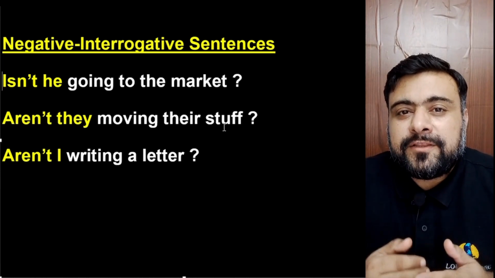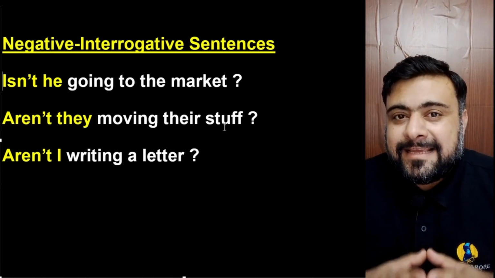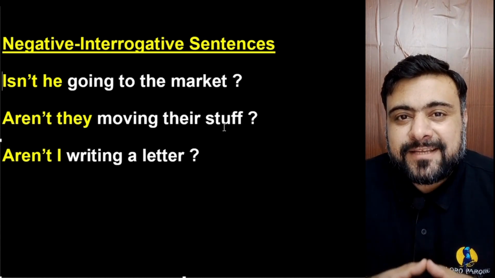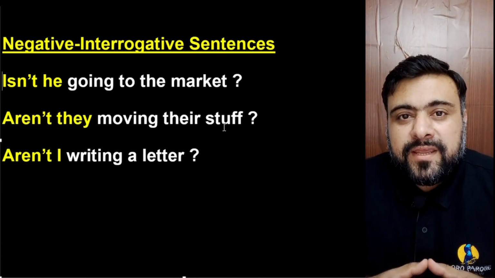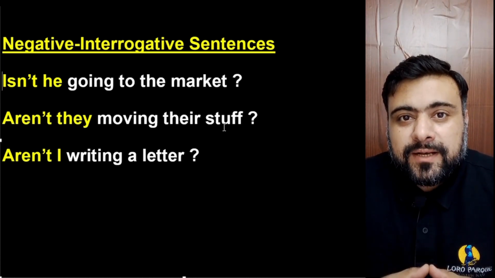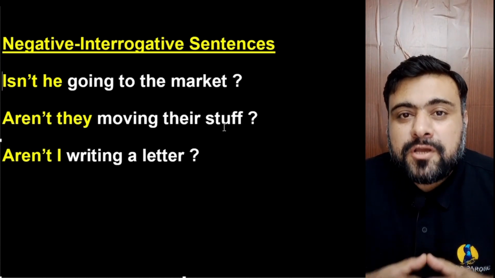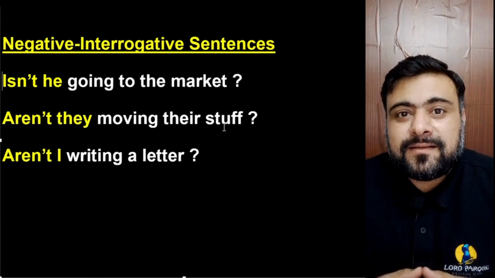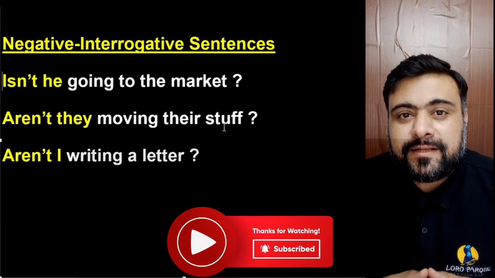So, in this version of the negative interrogative, we use two forms, isn't and aren't. Isn't with he, she, it and singular nouns, and aren't with they, we, you, plural nouns, and I. Aren't they, aren't you, aren't we, aren't this and that, and aren't I. Aren't I writing a letter?